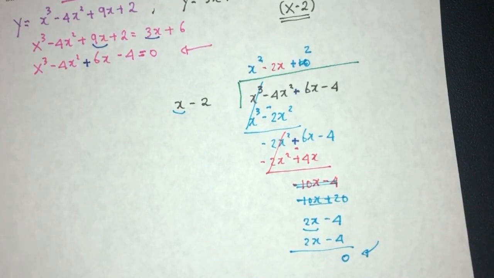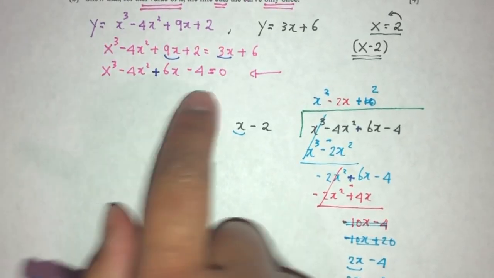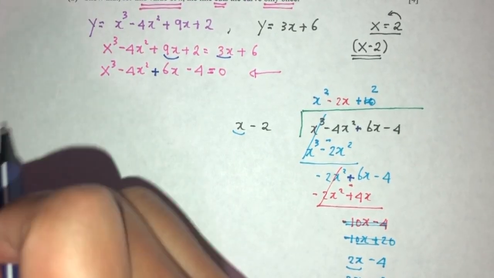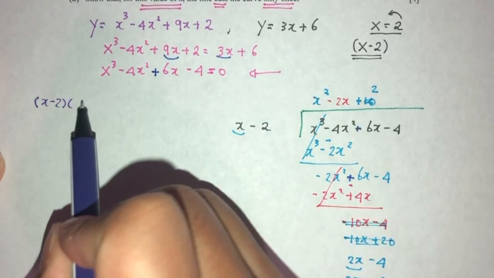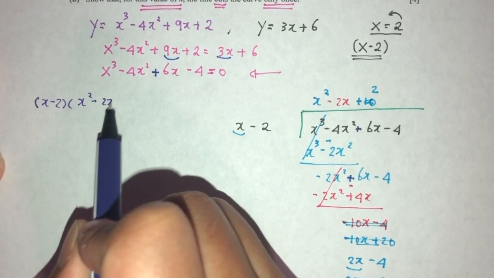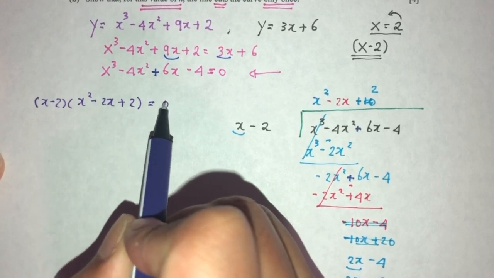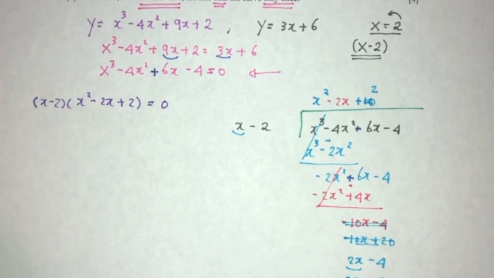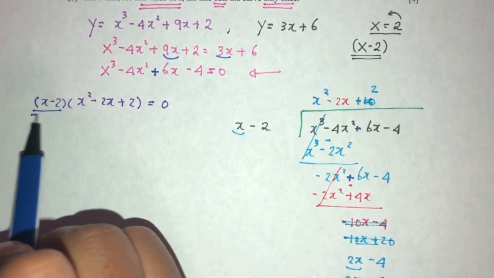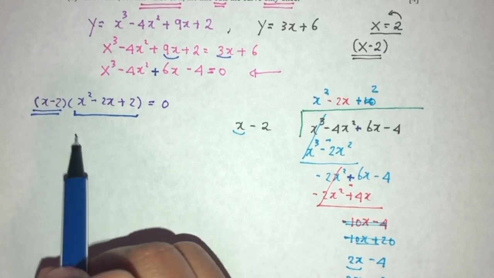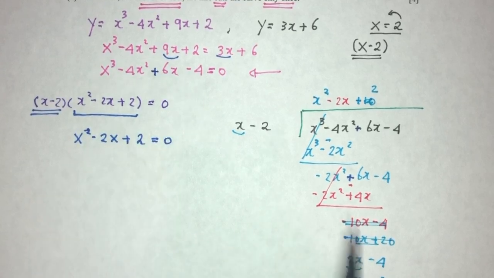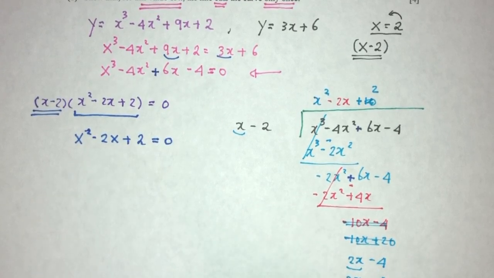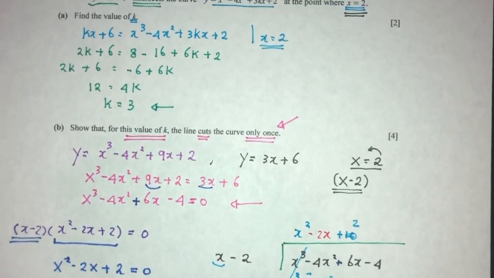So now once you have this, we confirm that this whole equation can also be expressed as x minus 2 multiplied by this one plus 2. Now we know already for the first one, x is equal to 2 for the first root. How about this one? That will be x squared minus 2x plus 2. Now we have to try to solve this. So how do we show this does not give a root? Because we only care about only one root. How do you show that this doesn't have a root?